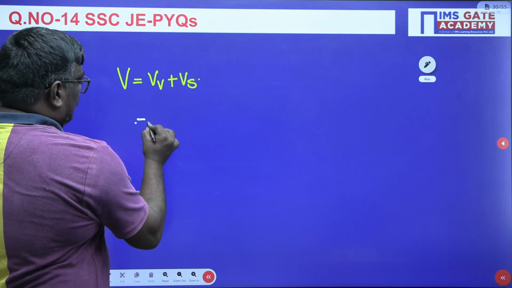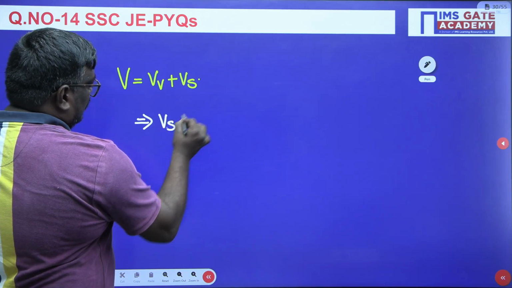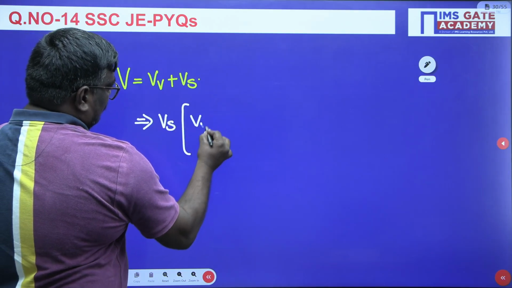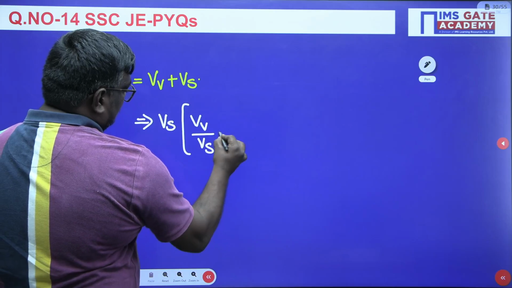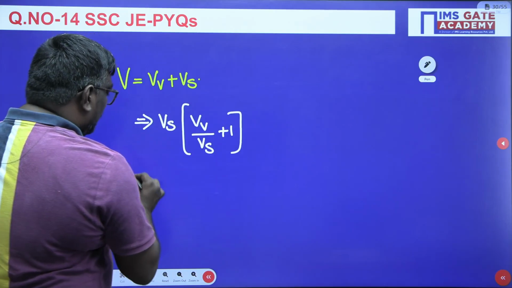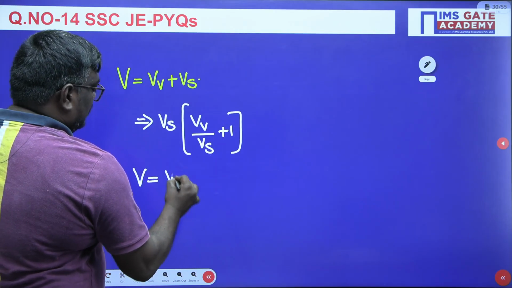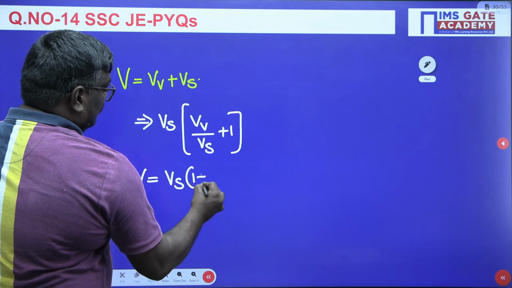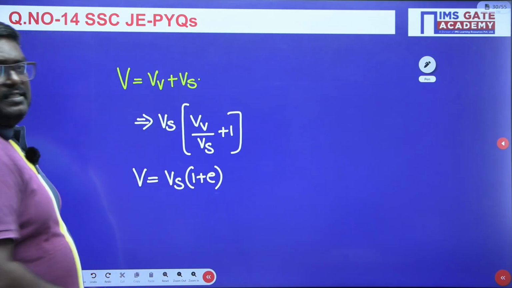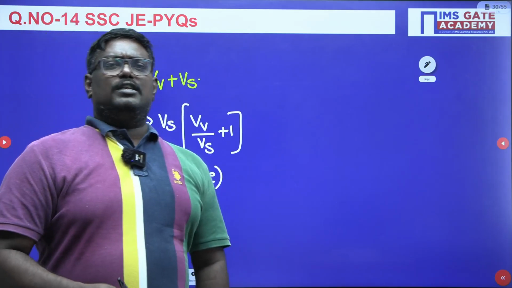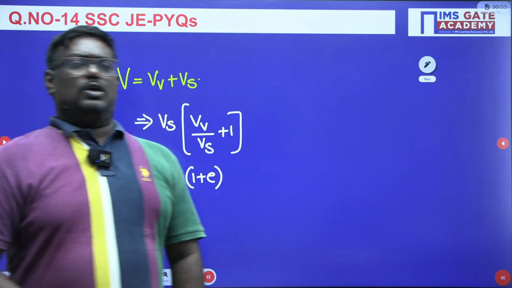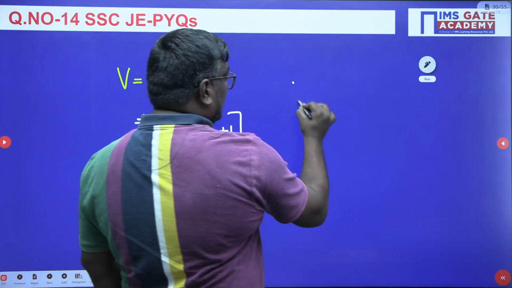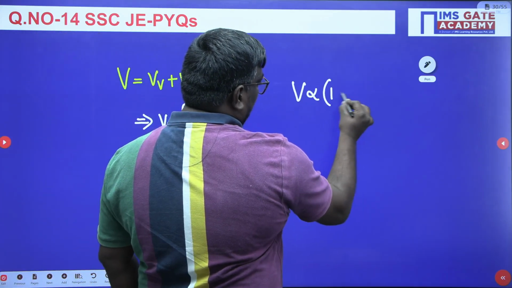So here if I take volume of solids common, you can write it as Vs into Vv by Vs plus 1. Now my dear students, total volume can be written as Vs into 1 plus E. From this, for a given soil, weight of soil is constant and volume of solids is also constant. From this, you can say volume is proportional to 1 plus E.